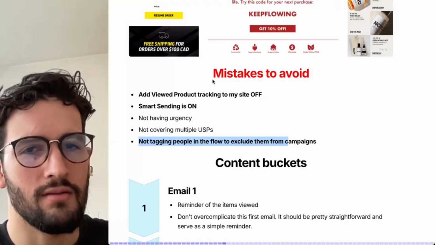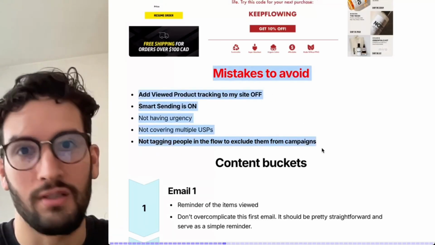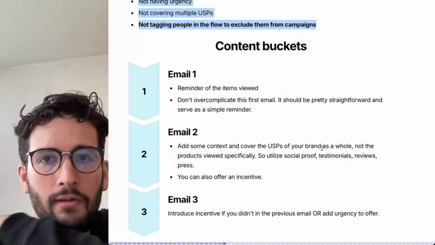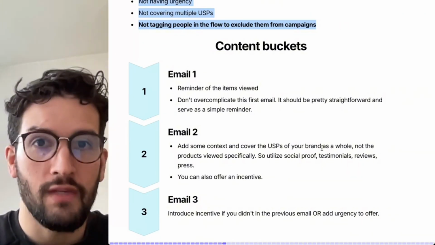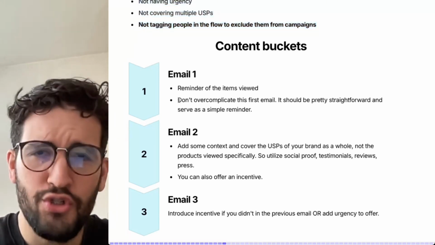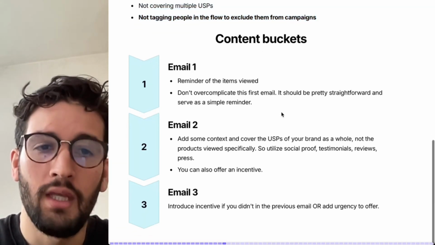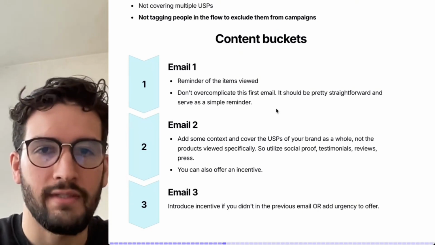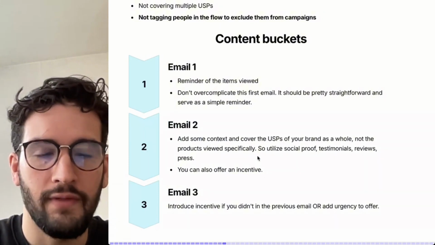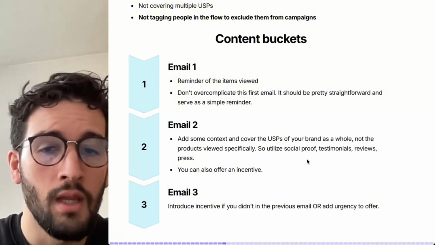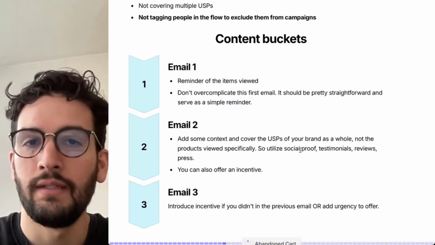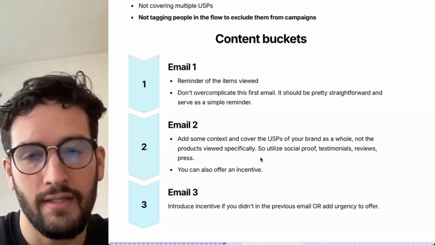And these are pretty much some of the same mistakes we saw with the welcome series and other flows as well. The content buckets to utilize here: email number 1 is to use it as a reminder of the items they viewed. You just don't need to overcomplicate this first email. It should be pretty straightforward and serve as a simple reminder. Email number 2, you can add some context and cover the unique selling points of your brand as a whole, not the products viewed specifically. So you can utilize social proof, testimonials, reviews, and press as well.